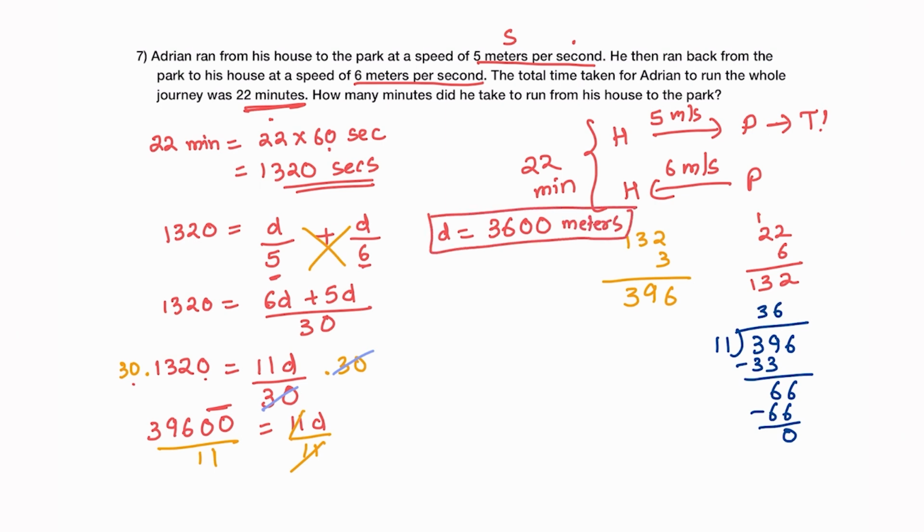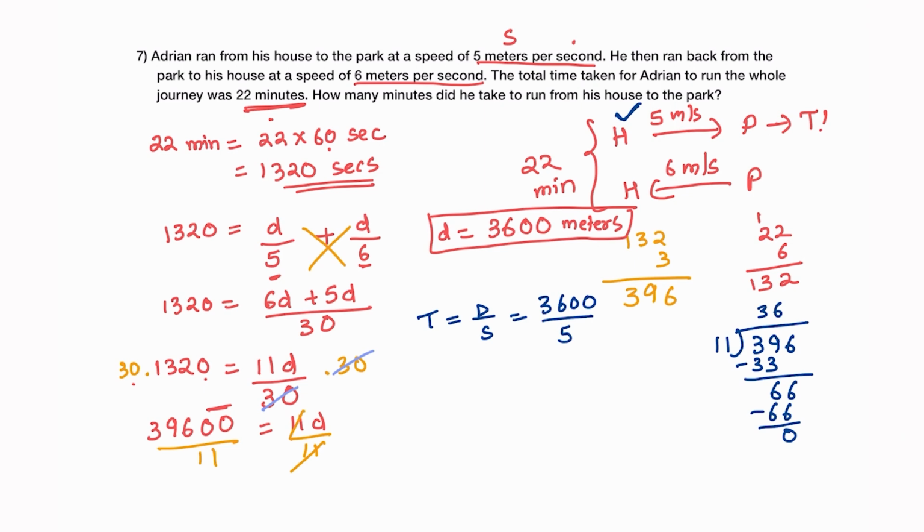And you must be like, but we're expected to find the time, not distance. But unless you know that distance, it's not possible for you to find the time. Now that you know the distance, you can find time. Because time equals distance upon speed. So the distance is 3600 and the speed. So which speed should we use? We have to find the time he took to run from his house to the park. So the speed will be 5 over here.